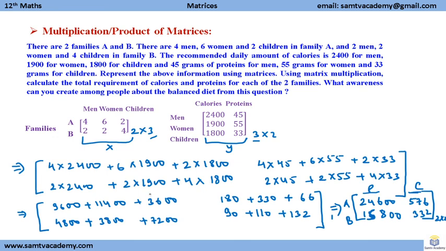By seeing this question, we can say that the required amount of calories or protein for each family, man or woman, is what should be taken for a balanced diet. Otherwise it will be unbalanced and it can cause many diseases. So we have to always take a balanced diet.